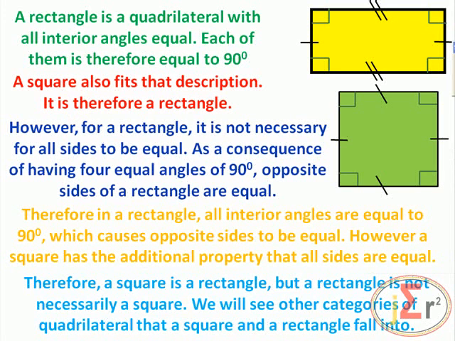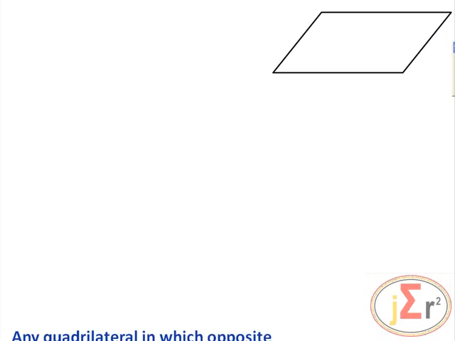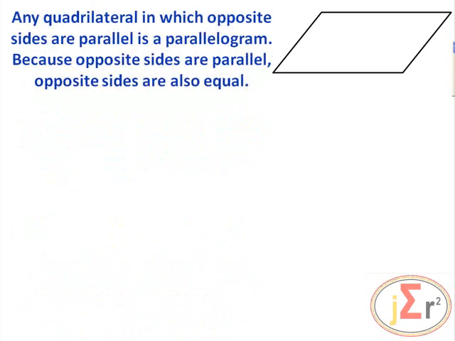We will see other categories of quadrilateral that a square and a rectangle fall into. So, other categories of quadrilateral. One quadrilateral is a parallelogram. Any quadrilateral in which opposite sides are parallel is a parallelogram. Because opposite sides are parallel, opposite sides are also equal. Opposite sides of a parallelogram are equal.